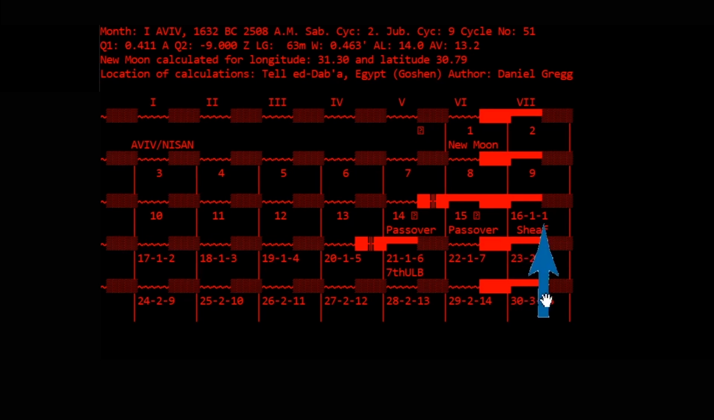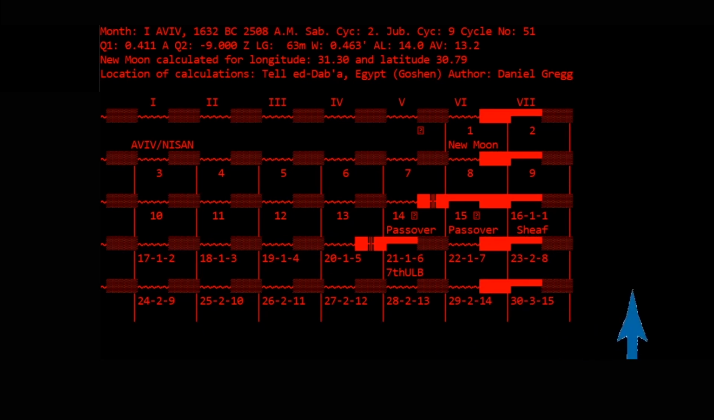The next number refers to the number of days after the annual Passover Sabbath. So this is the first day after, second, third, fourth, fifth, sixth, seventh, eighth. This is the second Sabbath after, so it increments by 1. That's the 8th day. 9, 10, 11, 12, 13, 14, 15.